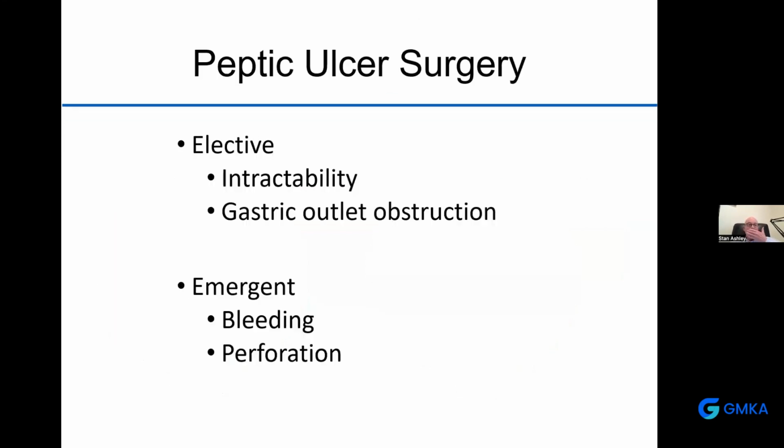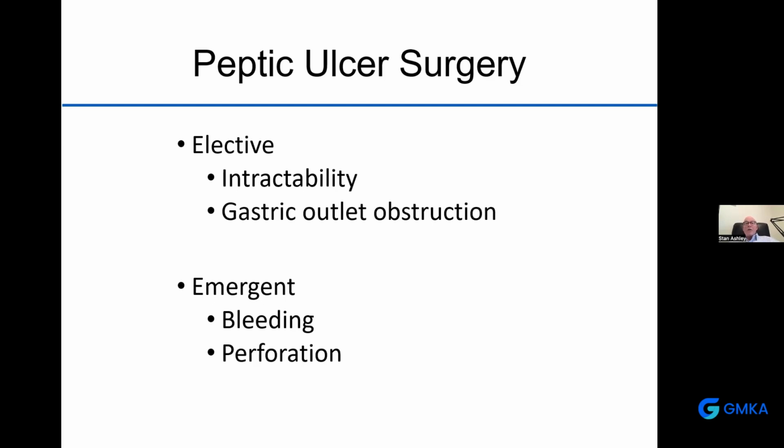There are really 4 indications for operation: intractability, persistent painful ulcers. With treatment of H. pylori and efforts to reduce nonsteroidals, the percentage of those today is, I've done 1 intractable ulcer operation for a duodenal ulcer in the last 5 years. So really unusual. Now, intractable gastric ulcers, where we are worried about malignancy, that's another issue, and we do more of those when they won't heal.